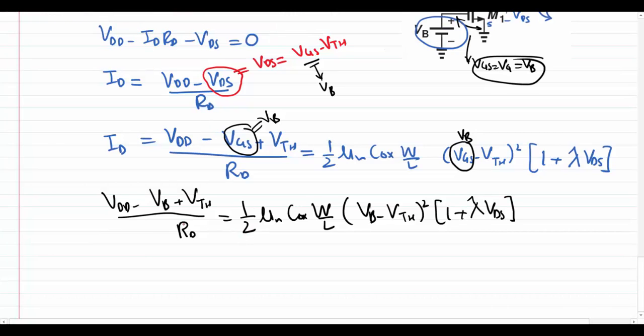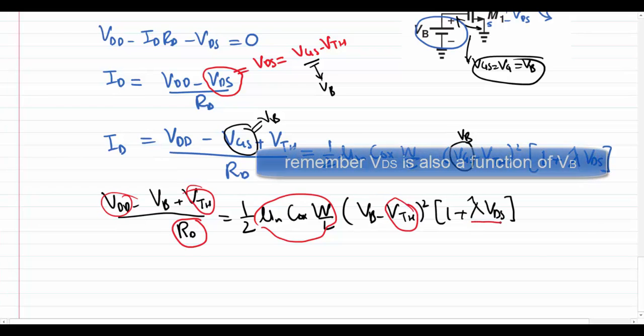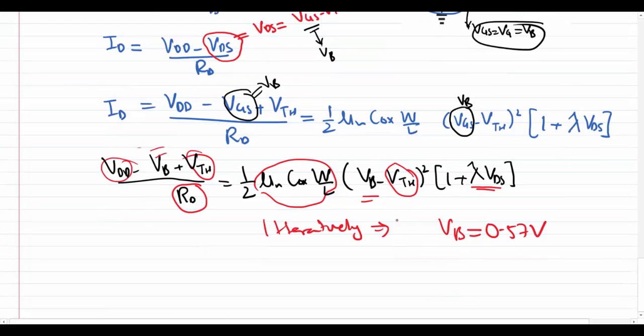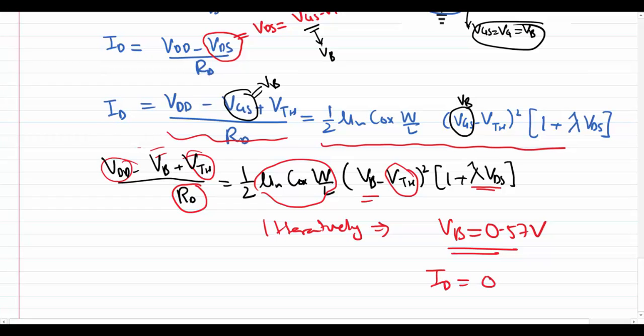Now here this quantity is known, all of this stuff is given, this is also given, and we are sure about this one as well. So to find the value of VB, we need to solve this equation iteratively, and if we do that, we'll end up with VB equal to 0.57 volts. If I plug this value of VB into the equation of ID, this one or this one, I'll get the value of ID to be 0.33 milliampere. That is it. Thank you for listening.